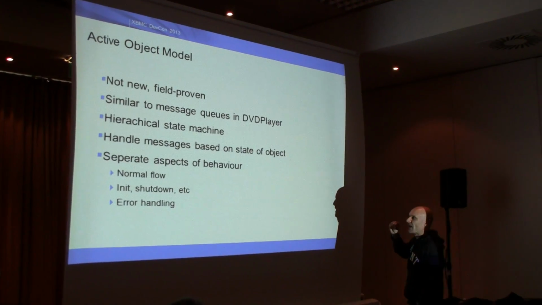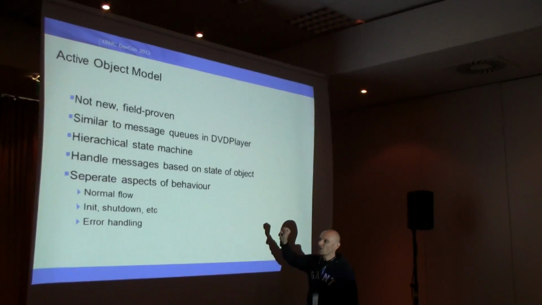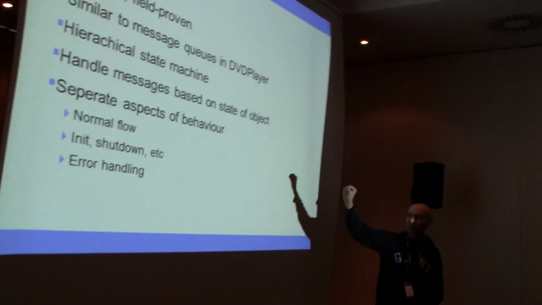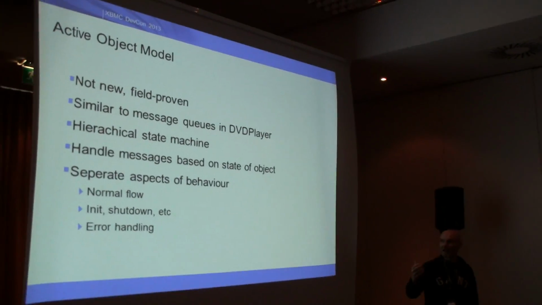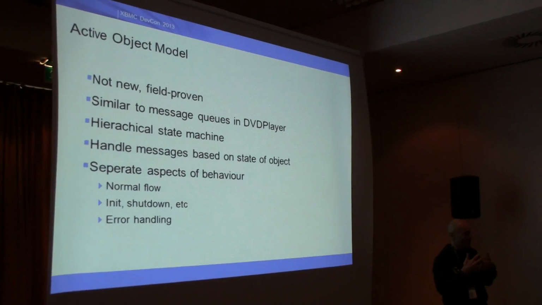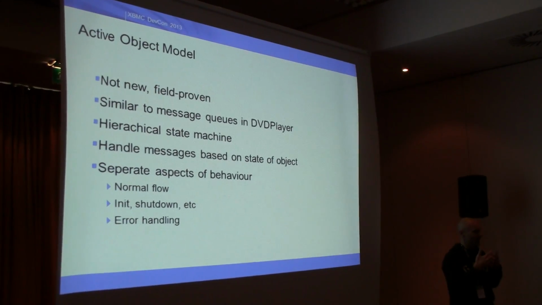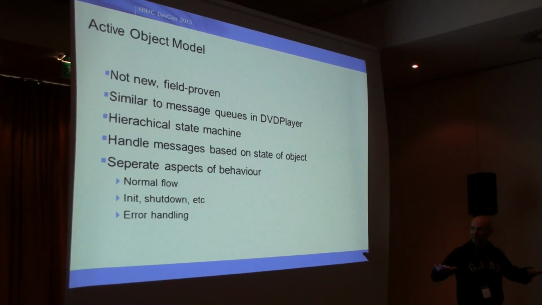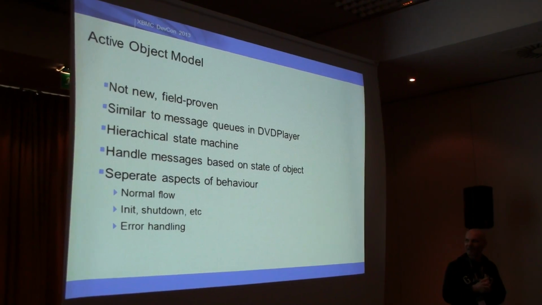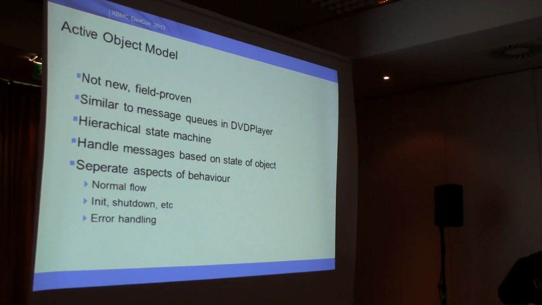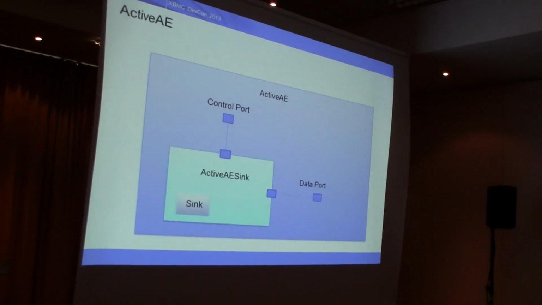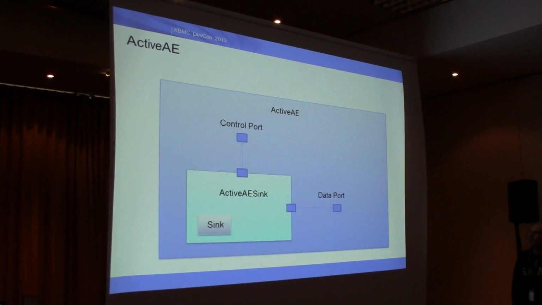Active AE uses not only one port, it uses several ports. It separates the different aspects of behavior. Often you have 30 to 50% of the code just to bring the object or the system operational, up and down, and to configure it. That makes the normal flow kind of brittle if you have that interleaved. If you can separate it, the normal flow is very easy. And sure, the error handling we can do as well. Perfect.